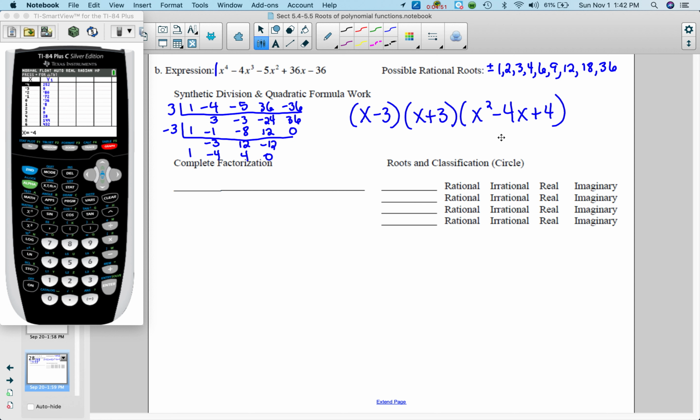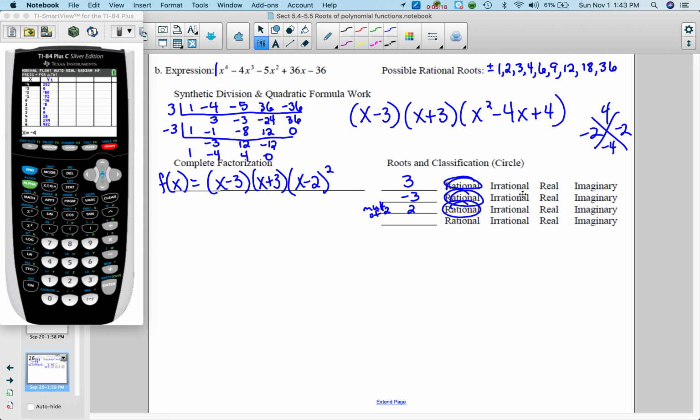So if we do a diamond problem for that, you get -2 and -2. So we're going to have f of x equals x minus 3, x plus 3, and x minus 2 quantity squared. So then I get a 3, a negative 3, and a 2 with a multiplicity of 2. They are all rational, and they are all real. All right.